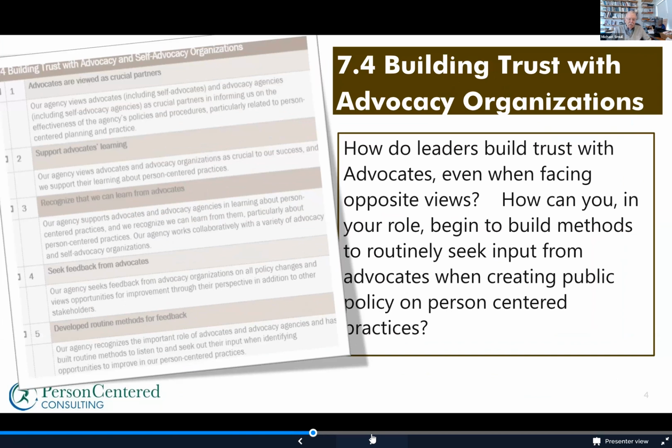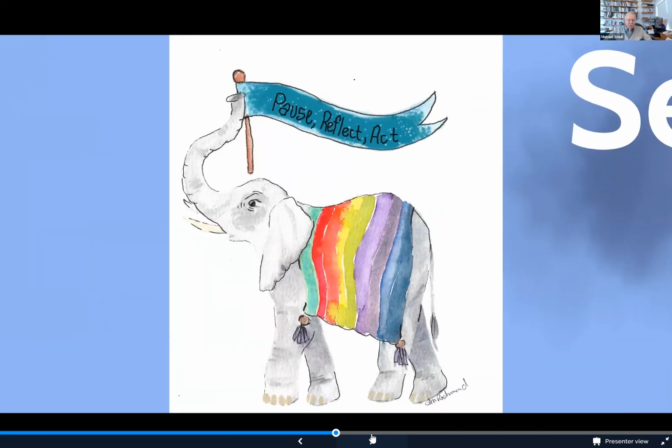So there's a series of questions posed here. I'm going to ask you to reflect on them. How do our leaders currently build trust with advocates, even when facing opposite views? How is it working now? How could it be better? How can you, in your role, begin to build methods where you routinely seek input from advocates in creating public policy, not only on person-centered practices, but on things like funding, where you're looking at alignment? We're talking about alignment, because if people are pushing in different directions, you don't get the movement that you're seeking. So we're going to ask you, next slide, pause and reflect. And you can either pause now or you can pause.